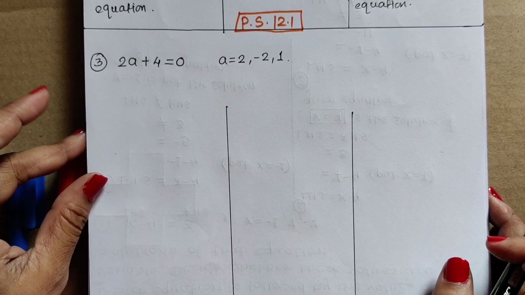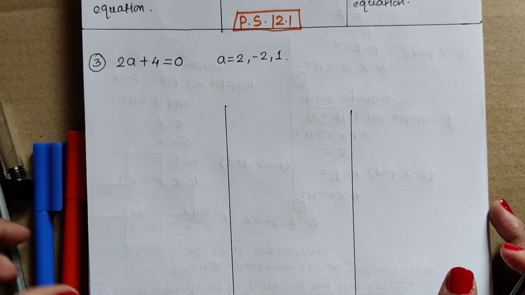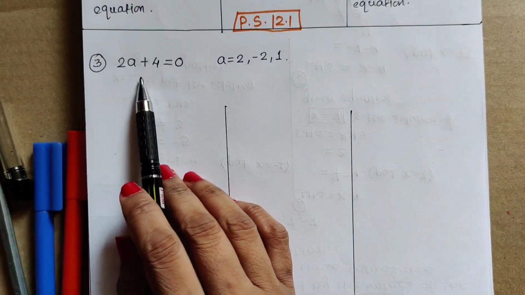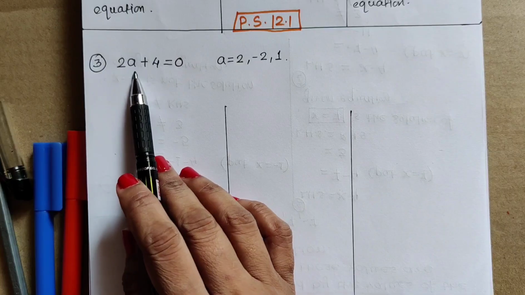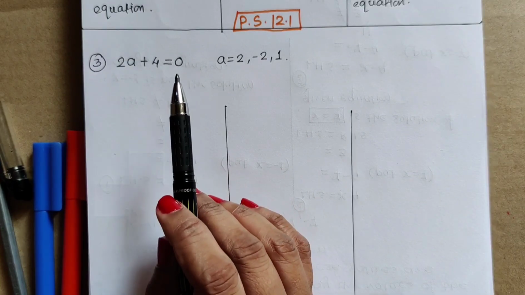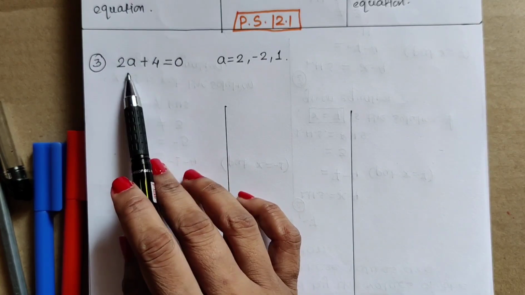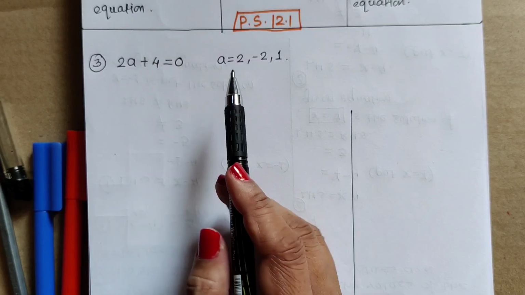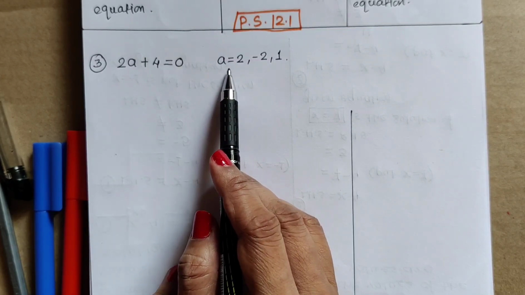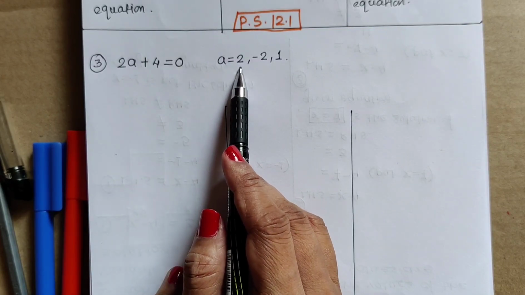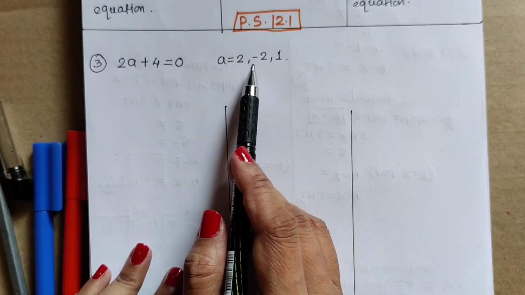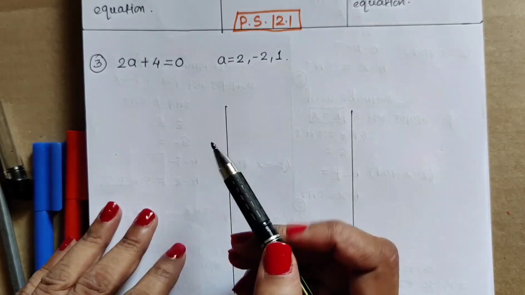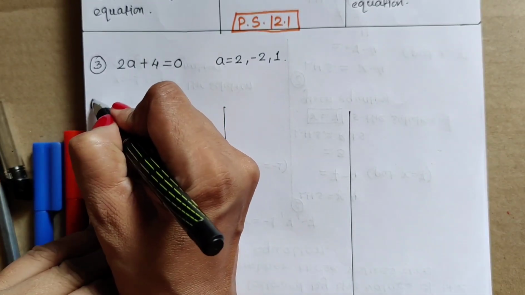Now let us solve the third sum from this question. This third equation has left hand side 2a plus 4 and right hand side 0. Three values of variable a are given: 2, -2 and 1. We have to find out which one is the solution from these three values. So let us check one by one.